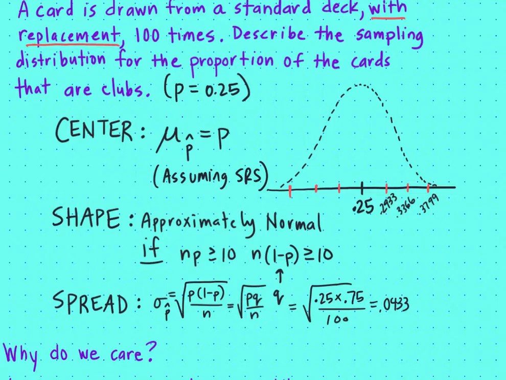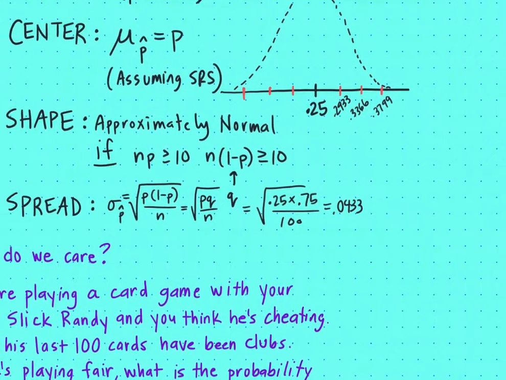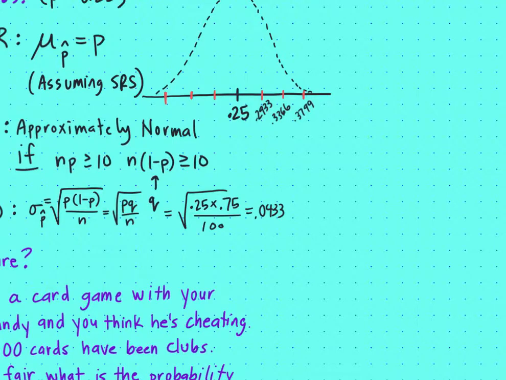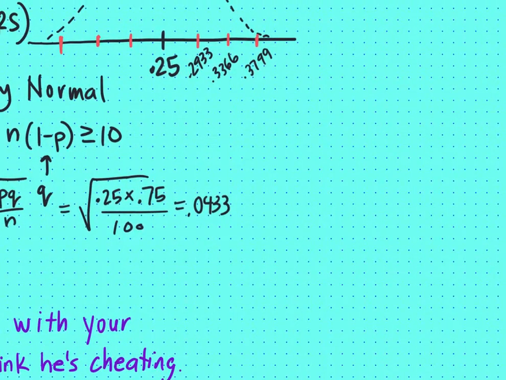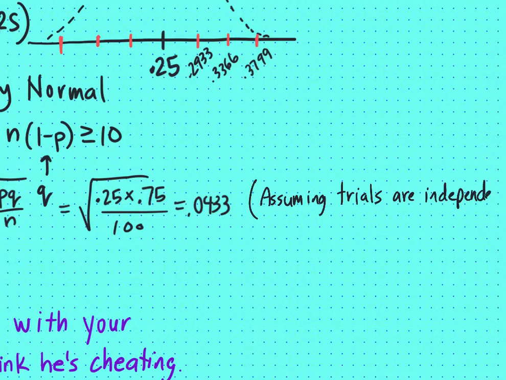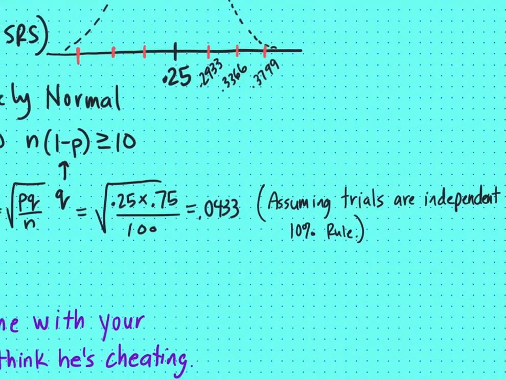Oh, and I forgot for spread. Assuming this is the case, the only reason this formula works is because our trials are independent. So we always have a condition, assuming trials are independent. And remember, if you aren't sampling with replacement, this would be the 10% rule. Don't sample any more than 10% of your population, and your trials will be considered independent enough.